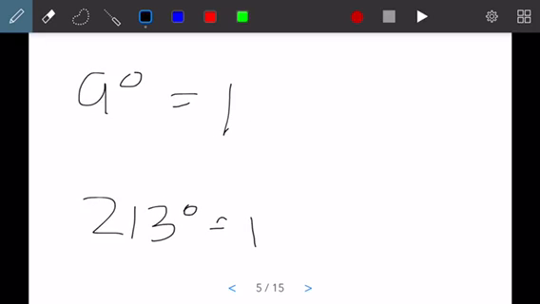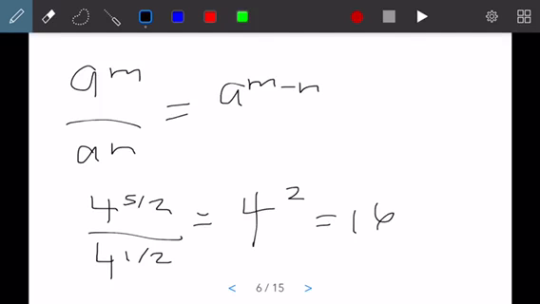Next, we have the zero exponent. Anything to the 0 power equals 1. So 213 to the 0 power equals 1.